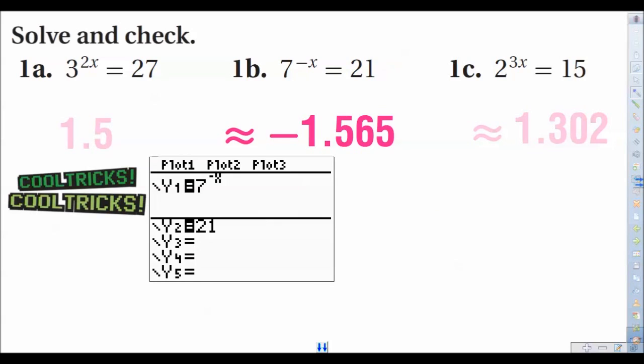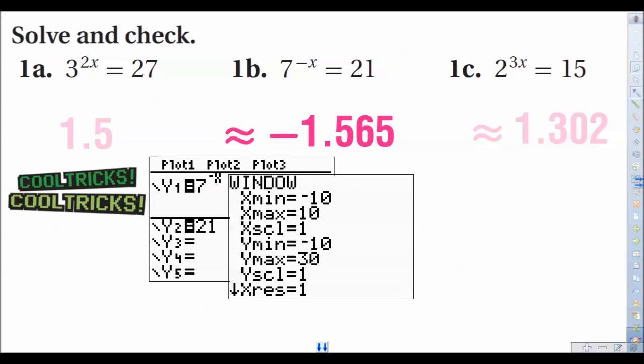So with your graphing calculator, I want to focus on 1b there. I'm going to show you another way you can get that negative 1.565. With each one of those sides of the equation there, 7 to the negative x, put that into the calculator on one of your equation lines. Then put 21 on the other end for y2.